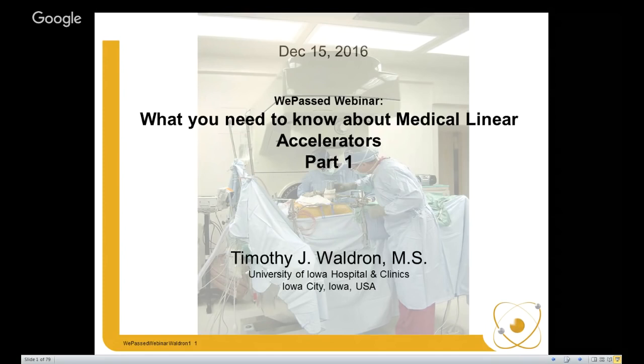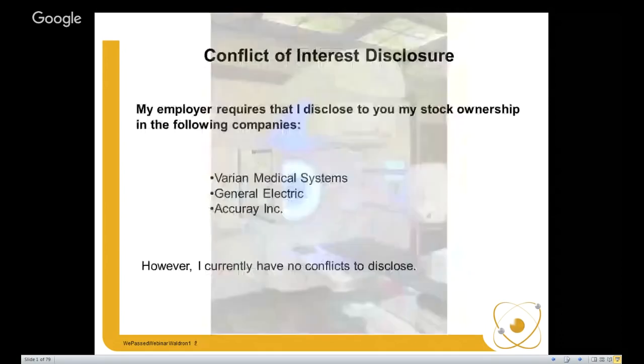So I'm Tim Waldron. I'm a medical physicist, about 100% clinical, and we're going to talk tonight about what hopefully you need to know about medical LINACS. I do have some conflicts of interest disclosures to declare, but nothing current. My employer likes me to tell everyone what companies I own stock in, and there they are.